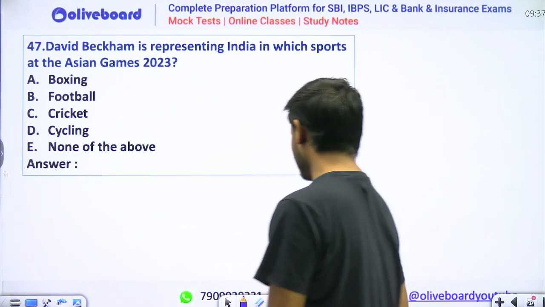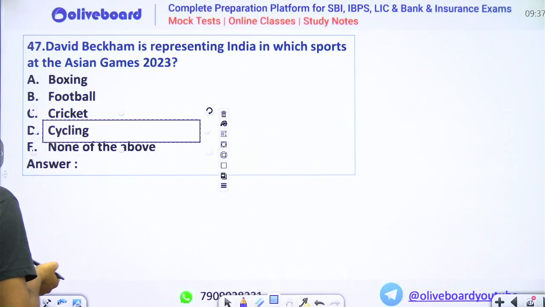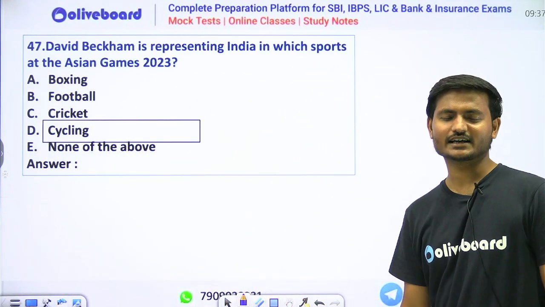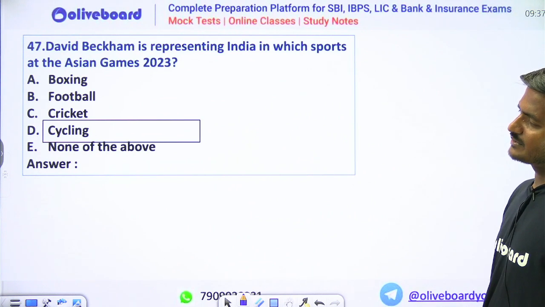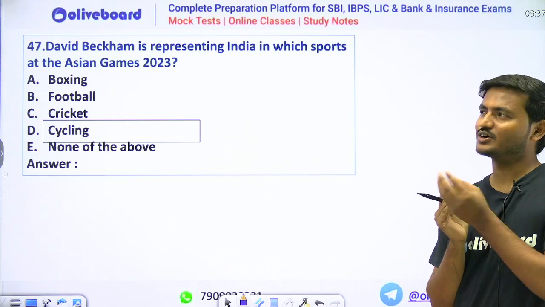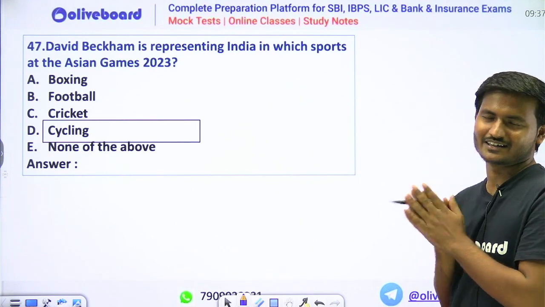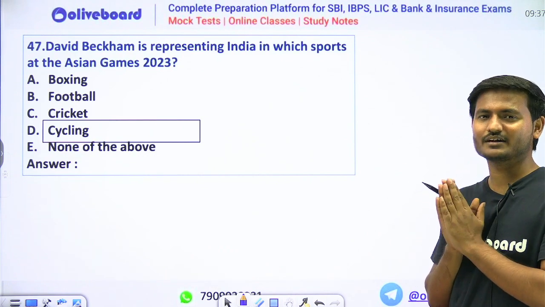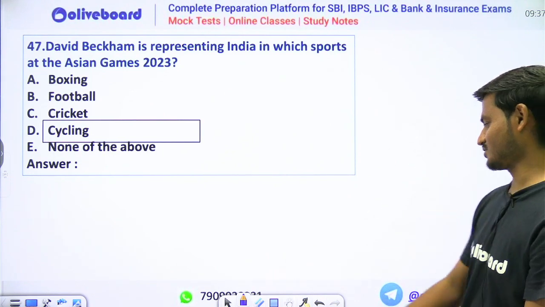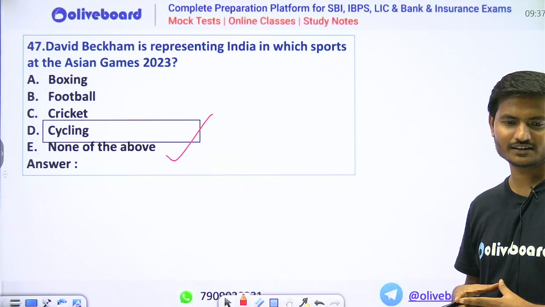They would be representing India in cycling. You can also use the elimination method here and eliminate B, C and E from the options, because boxing and cycling are ending with the same initials. So you could have hit A or C. Majority of you would hit A. Why? Because when it comes to Asian Games and representing India, you think it's always boxing, and cycling cannot be an answer. But what was said, sometimes what is visible is not the reality. So apply one tip and one trick here, and you'll get the answer. Here the answer is D, that is cycling.